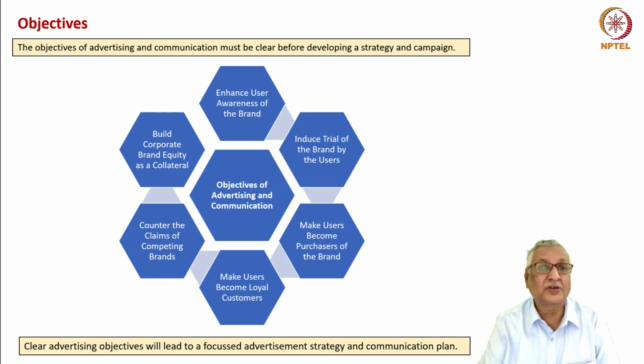What are the objectives of an effective advertising and communication campaign? These objectives must be clear before developing a strategy and campaign for advertising. Typically, there are 6 objectives. 1. Enhance user awareness of the brand. 2. Induce trial of the brand by the users. 3. Make users become purchasers of the brand. 4. Make users become loyal customers. Also, counter the claims of competing brands and, as a collateral, build the corporate brand equity.